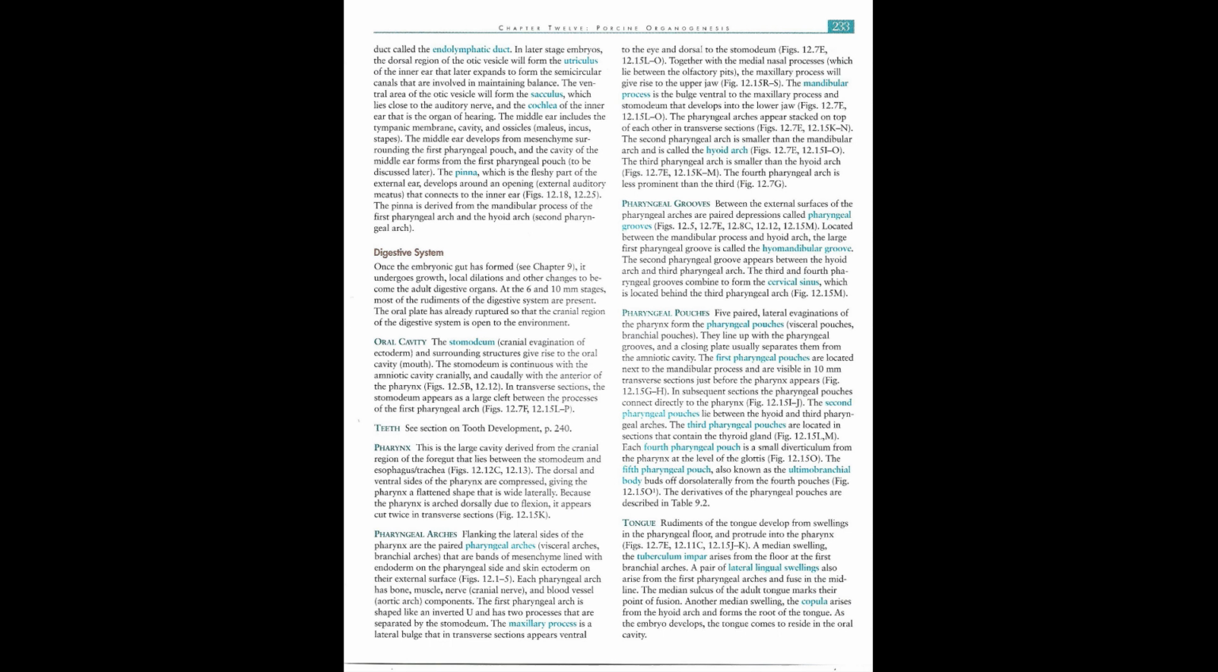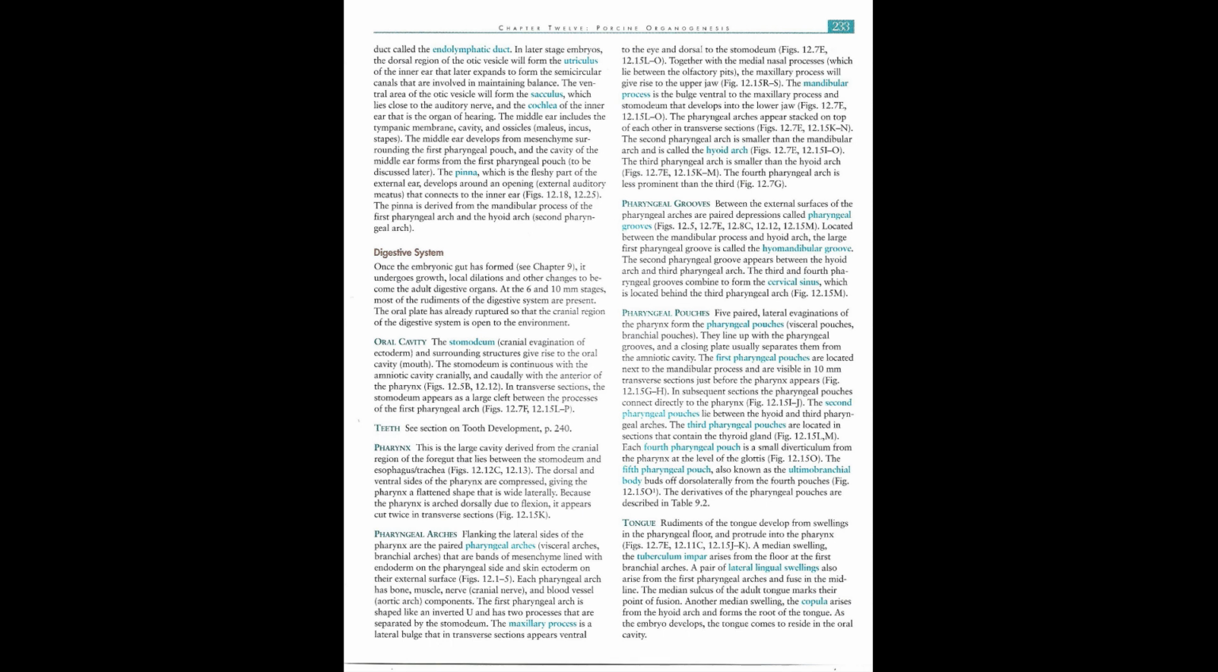12.15 IJ. The second pharyngeal pouches lie between the hyoid and third pharyngeal arches. The third pharyngeal pouches are located in sections that contain the thyroid gland, Fig 12.15 LM. Each fourth pharyngeal pouch is a small diverticulum from the pharynx at the level of the glottis, Fig 12.15 O. The fifth pharyngeal pouch, also known as the ultimobranchial body, buds off dorsolaterally from the fourth pouches, Fig 12.15 I. The derivatives of the pharyngeal pouches are described in Table 9.2.